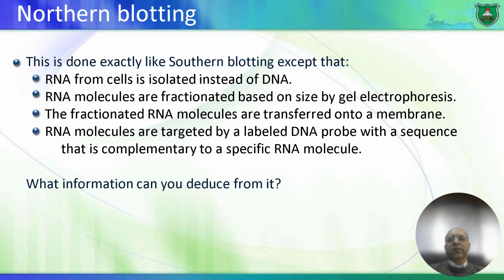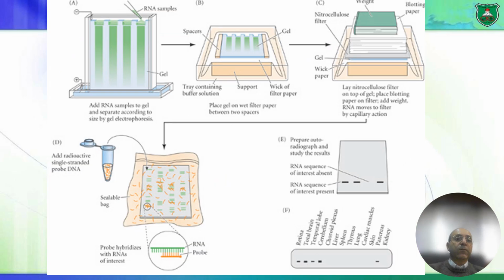So you can think about the different information that we can get from this technique, from northern blotting. We can get the size of the RNA molecule that we are interested in. We can get the expression, if it is expressed or not, and how much of it is expressed. So again, let's go over the procedure here. The RNA molecules are separated based on size. Then they are placed onto a membrane, and the RNA molecules are transferred to a membrane.